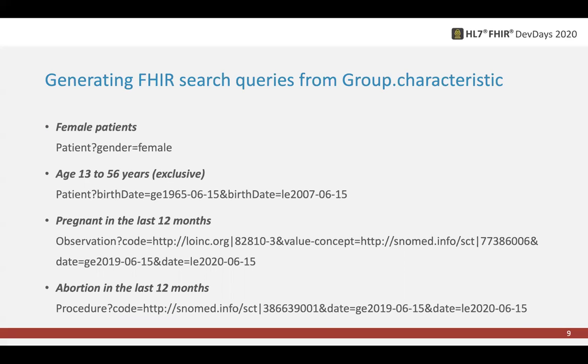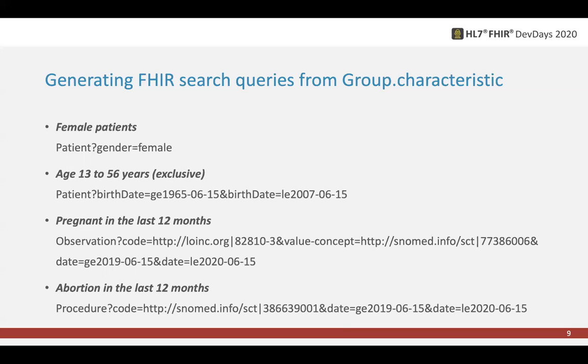So now we have the group characteristic specified for this simple example. We want to come up with a way to essentially generate FHIR search queries, and so we'll break it apart. For female patients, this is just a simple search query. Same with age. We convert the age range into a date range, and we can test that against the birth date.